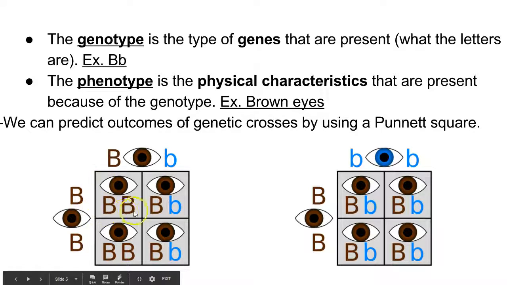So for this box, this represents an offspring, it would get the capital B from dad and a capital B from mom, so it would have brown eyes, okay? In this box, it would get the recessive b for blue from dad and the capital B from mom. You always put the capital first, but they would still have brown eyes. The genotype would be capital B, little b, heterozygous, but the phenotype would still be brown eyes. So same thing on these two.